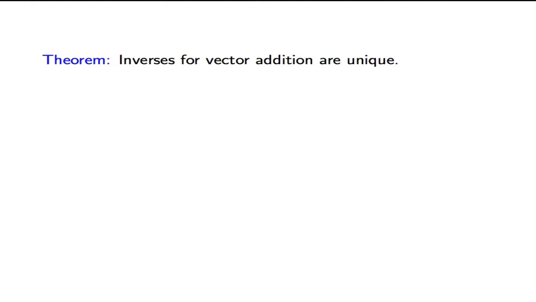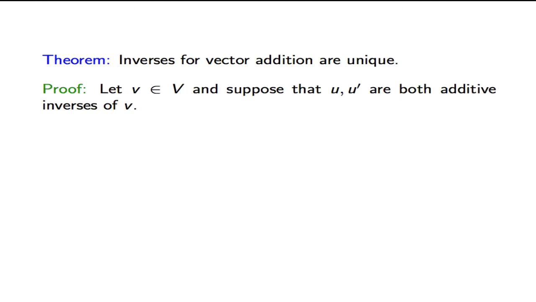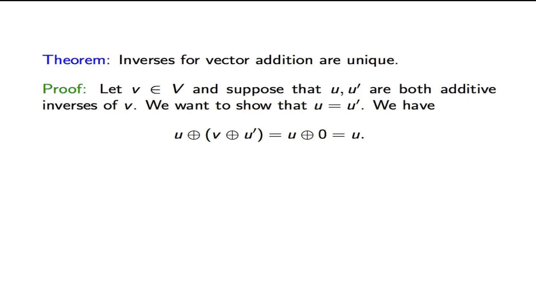Our next result says that inverses for vector addition are also unique. So let v be an element of the vector space, and suppose that u and u prime are both additive inverses of v. And what we want to show is that u is equal to u prime. Okay, so let's consider this expression: u plus (v plus u prime). Now, since we assume that u prime is the additive inverse of v, this means that v plus u prime is equal to 0. And so u plus (v plus u prime) is equal to u plus 0, which is equal to u.